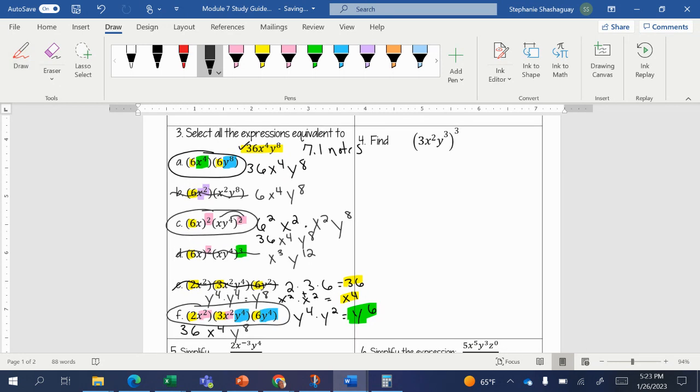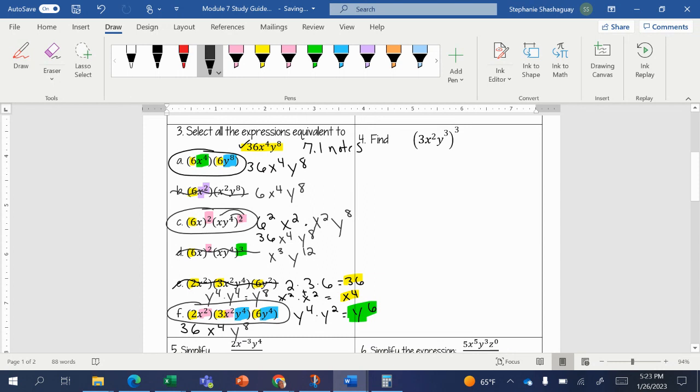Make sure when you're doing this on the test that you expand or simplify all of your answer choices to ensure that you have the correct amount.